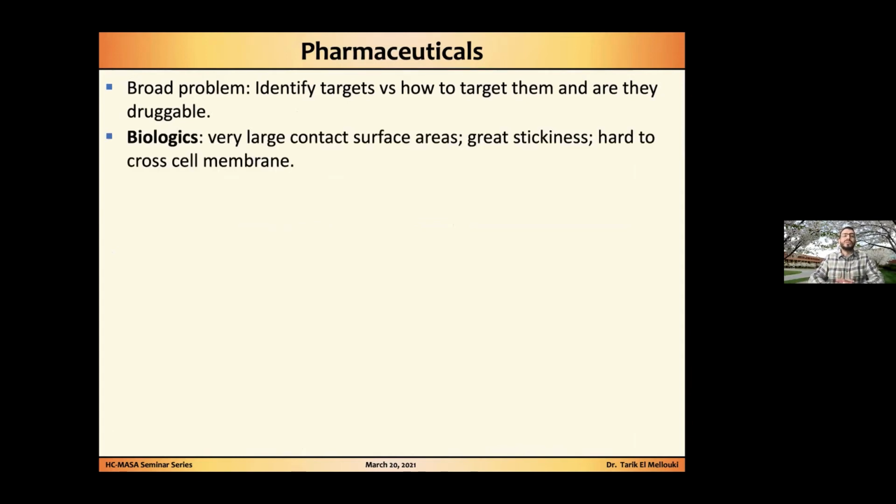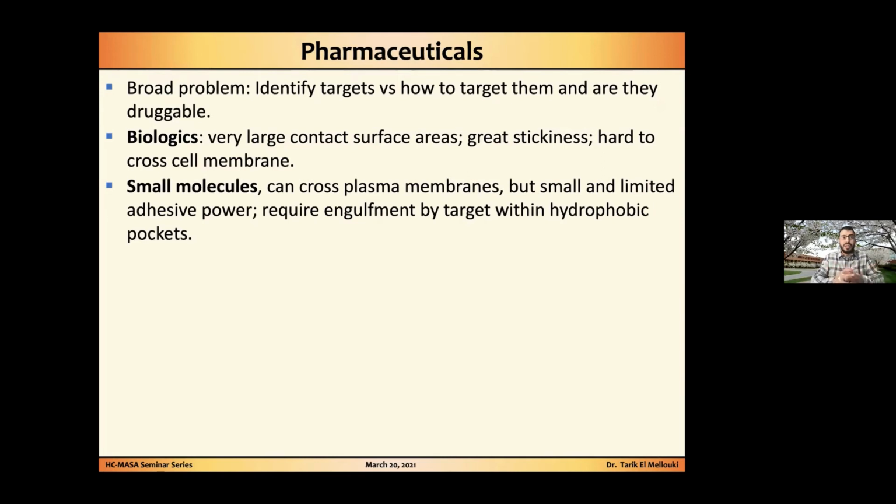There are two major categories of drugs used in the pharmaceutical world. Biologics are the more recent ones. These are very large molecules that have large contact surface areas. Because they have large surface areas, they have great stickiness, meaning a good ability to bind to the target. But the problem is that because they are big, they have a hard time crossing the cell membrane. So different tools have been developed to allow these biologics to reach inside of the cell.